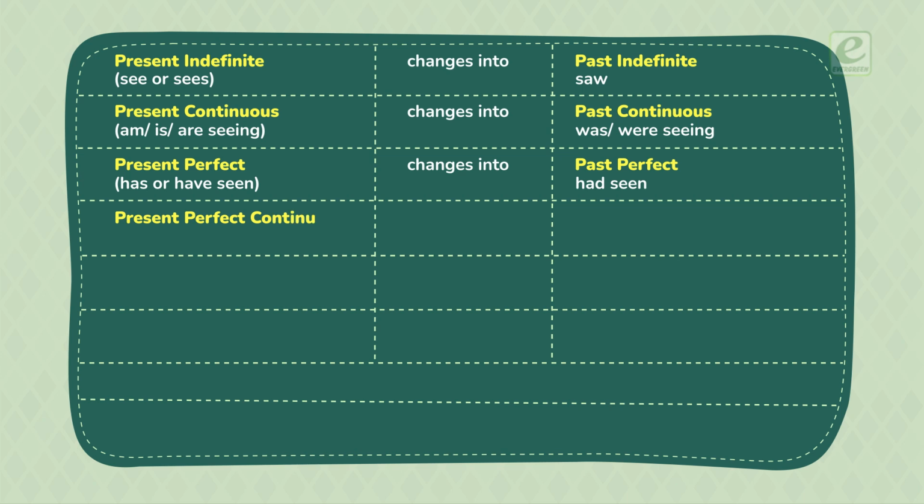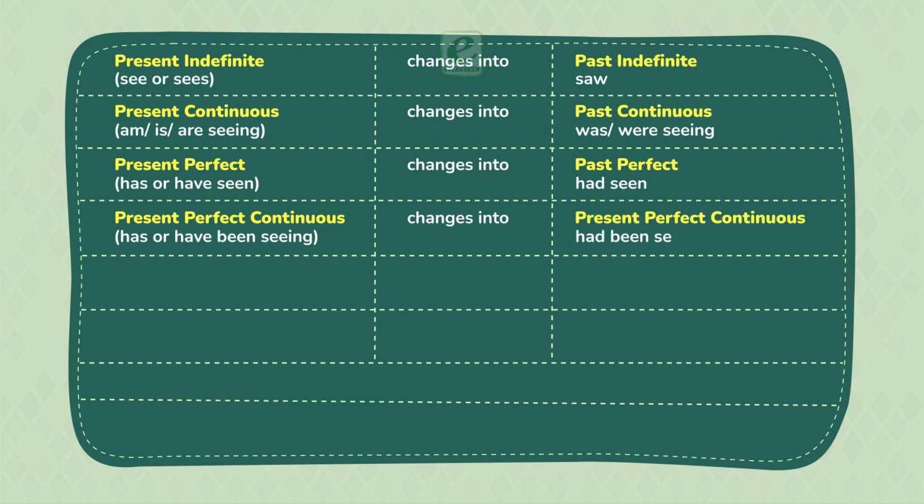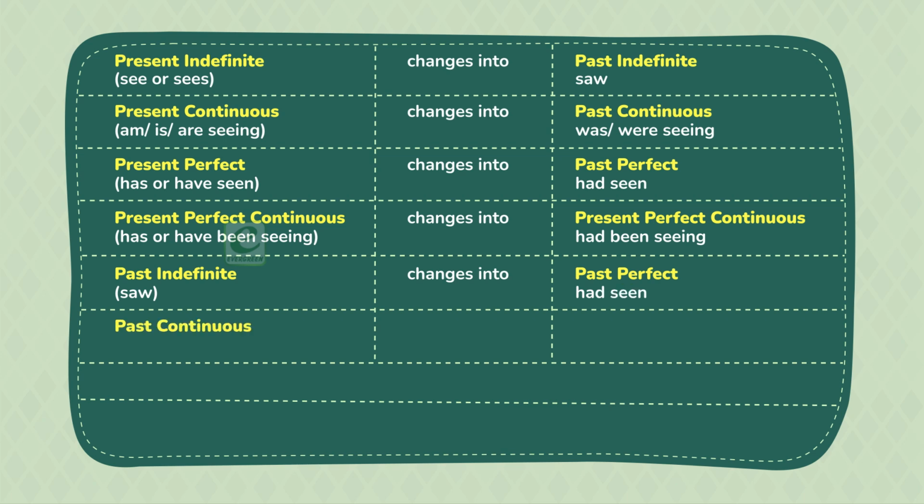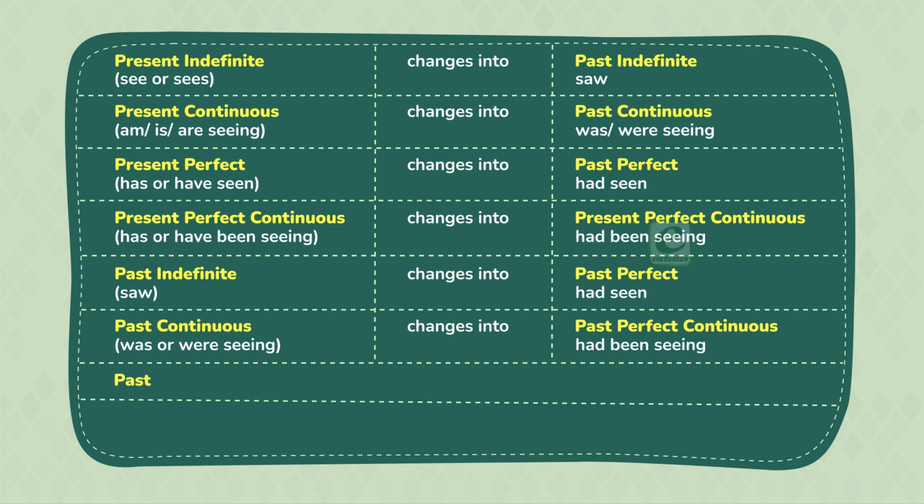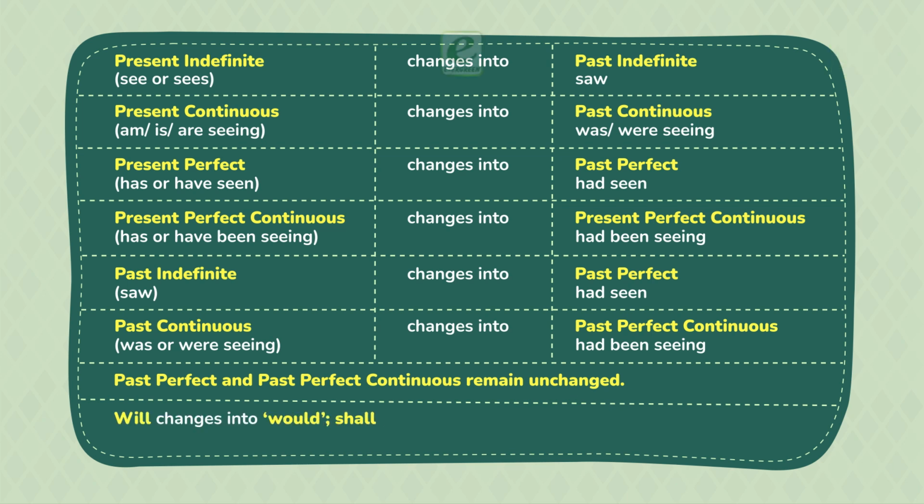Present perfect continuous, has or have been seeing, changes into past perfect continuous, had been seeing. Past indefinite, saw, changes into past perfect, had seen. Past continuous, was or were seeing, changes into past perfect continuous, had been seeing. Past perfect and past perfect continuous remain unchanged. Will changes into would, shall into should or would, can into could and may into might.